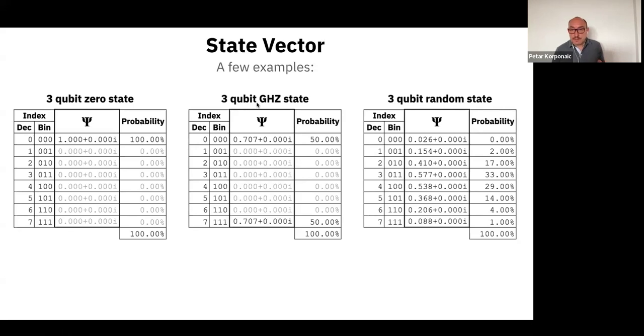Then we have the GHZ state. This is the hello world of quantum computing. This is a maximally entangled state. We have a 50% probability of all zeros and a 50% probability of all ones, and all other states have 0% probability. This is just an example of a state vector. And we have some random state, nothing special, just for you to see that the state of a quantum computer can be any state as long as the sum of the squared absolute values of the elements is 1.